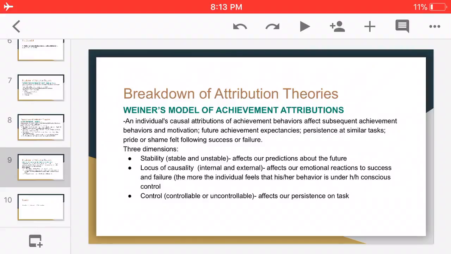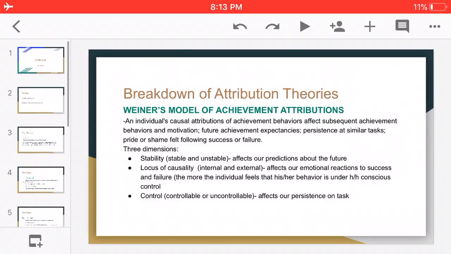Stability is the first. You can be stable or unstable, and stability affects our predictions about the future. Locus of causality, internal or external, affects our emotional reactions to success and failure, the more the individual feels that his or her behavior is under his or her conscious control. And that leads us into control. The situation is either controllable or uncontrollable, and that affects our persistence on task. So that is attribution.